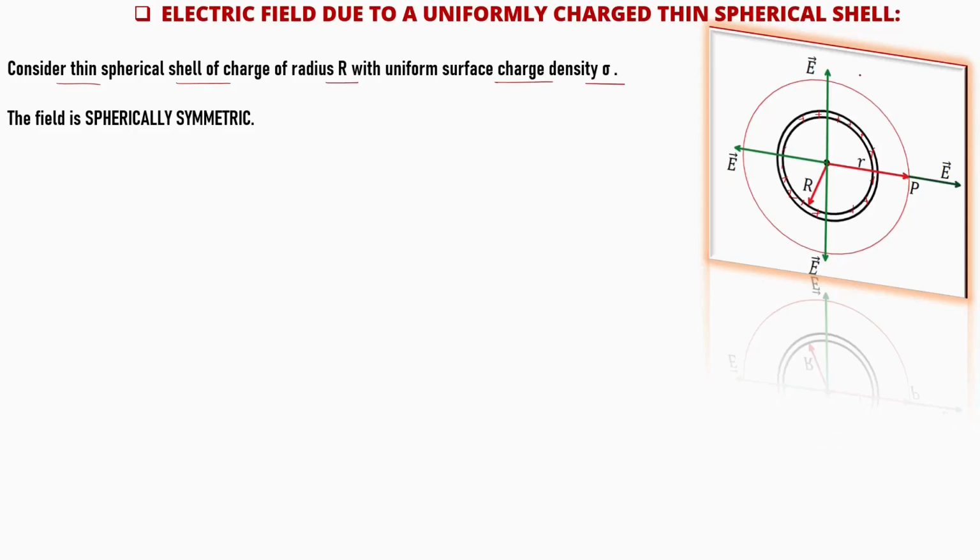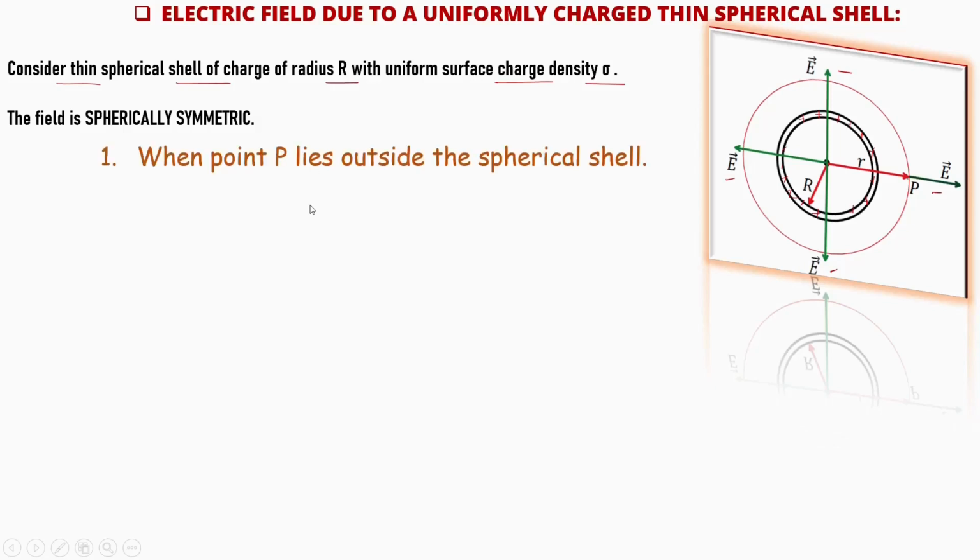What this statement means is that at any point equidistant from the shell, the magnitude of the electric field will always be constant, and it will always be pointing radially outward. This is the meaning of spherically symmetric. That is, the electric field at any equidistant point related to this spherical shell will be constant in magnitude, and it will always be pointing radially outward. You can see this from the given figure. Now the first case we have to consider is when the point P lies outside the spherical shell. Here in the figure, the point P lies outside.